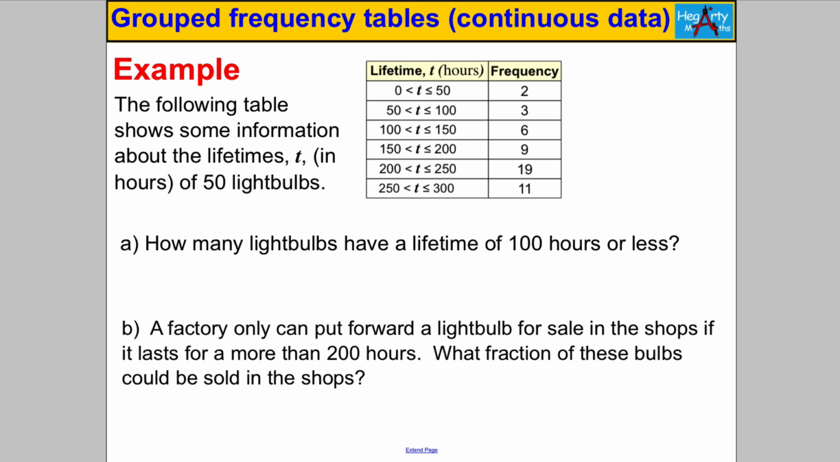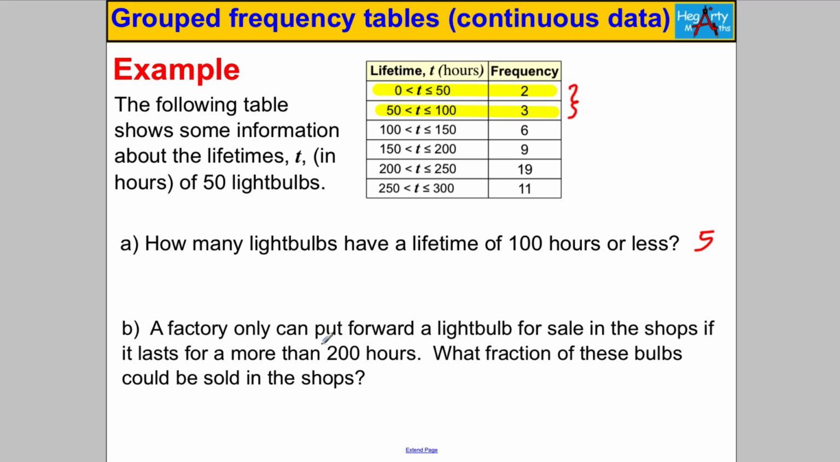So in this scenario we're given a group frequency table for the lifetimes of 50 light bulbs, and we're asked how many light bulbs have a lifetime of 100 hours or less. So let's have a look at this carefully. Let's highlight the categories that are 100 hours or less. Well, these are bigger than 50 but less than or equal to 100, so they certainly are, but also so are these ones between 0 and 50 with 50 included. They're certainly 100 or less, so adding those two together would give us 5, and we're done.